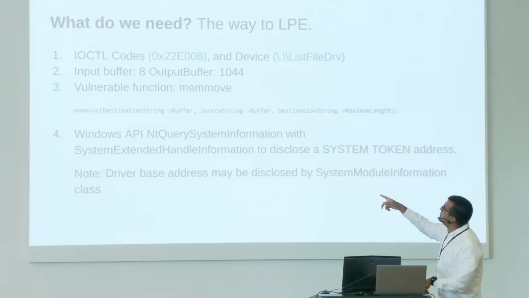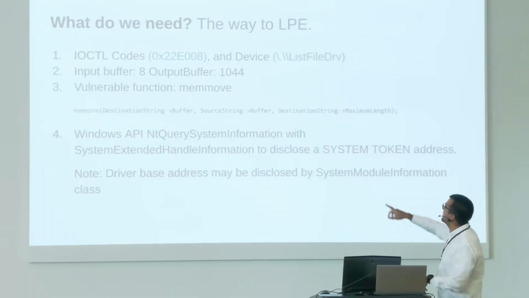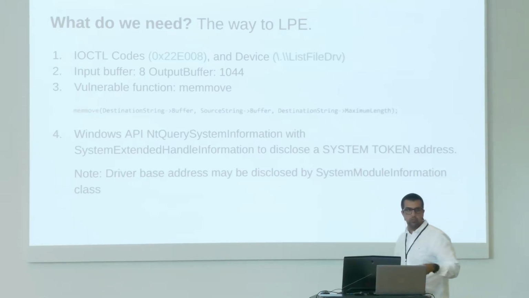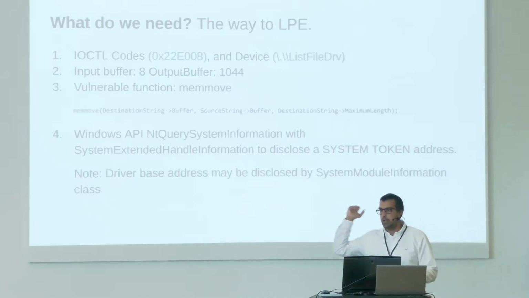The vulnerable function, we need one, of course, if you want to make an exploit, and in this case, we're going to use memmove, right? The Windows API to get the token address, just to make the POC that I mentioned before. And just as a note, the driver base address is disclosed by the SystemModuleInformation class, so basically you can get the base address of it.